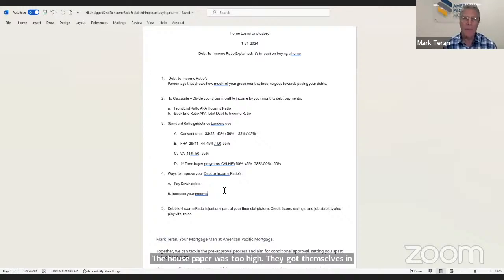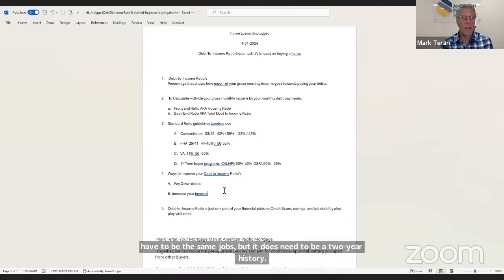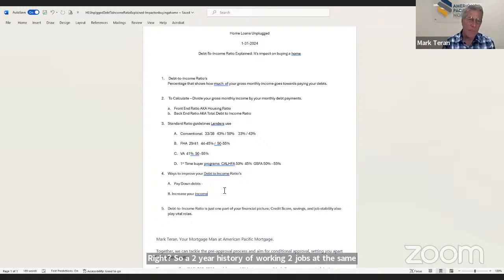So lenders have come up with a guideline. When you're working two jobs at the same time, they want to see a history of 2 years of working two jobs at the same time. Doesn't have to be the same jobs, but it does need to be a 2-year history, right? So a 2-year history of working two jobs at the same time. They average that income and they come up with, quote unquote, your qualifying income. If you're a commission type employee and all of a sudden you're making a bunch more on commissions, typically the lender is going to require that we average that again over 2 years.